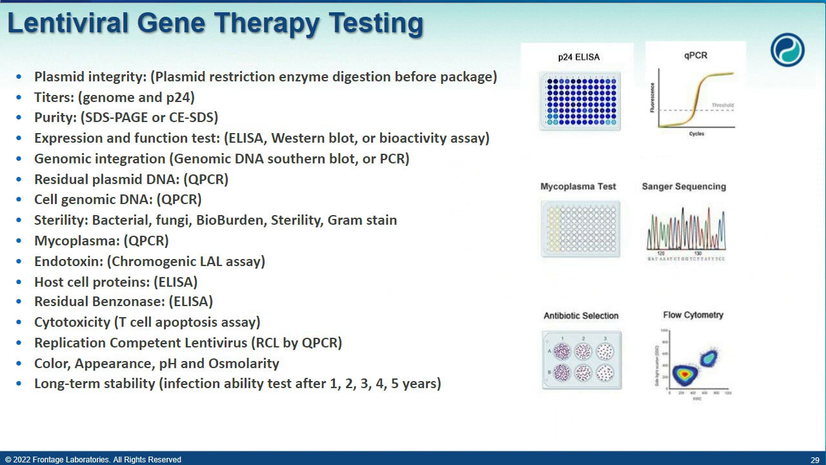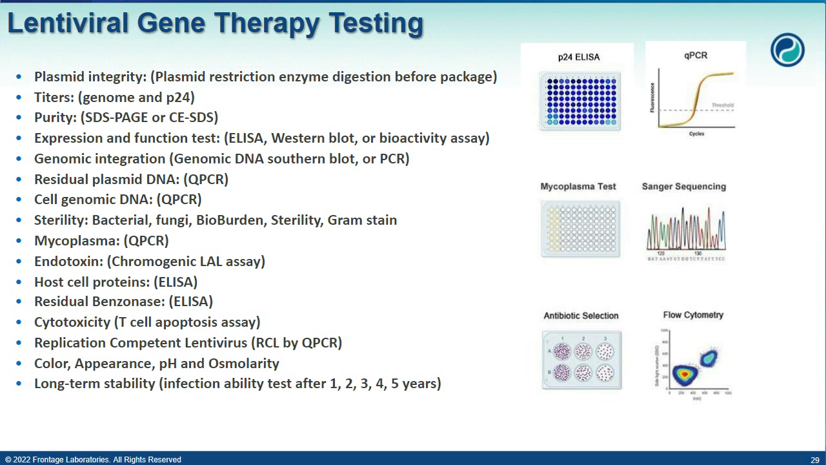Frontage can provide the analytical testing for lenti gene therapy product, which is shown in the test method here. So it includes the plasmid integrity assay, the titer by genomic by Q-PCR, and the P24 by ELISA, the purity assay by SDS page and CE-SDS, and the expression and function test by Western blot, ELISA, or bioactivity assays.